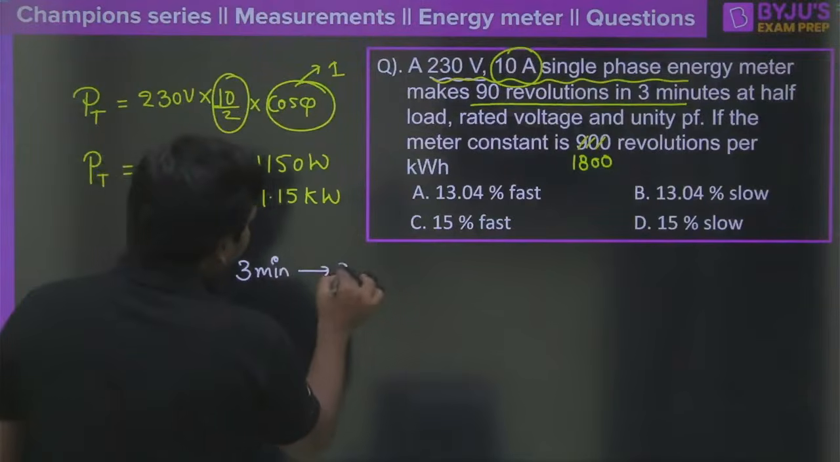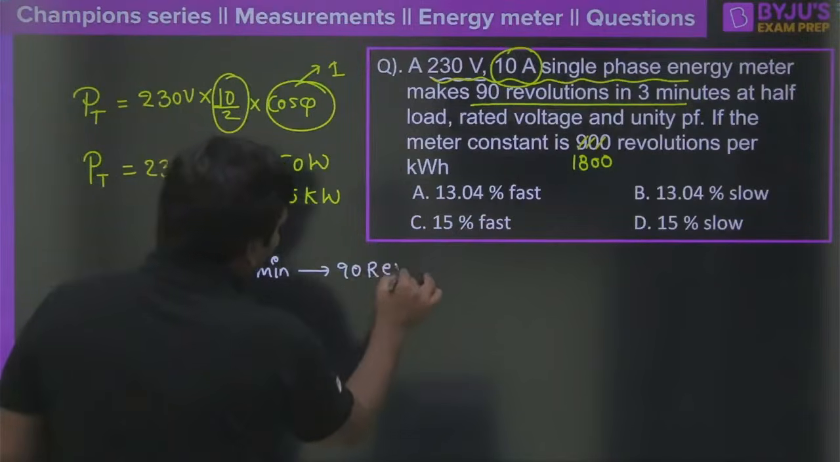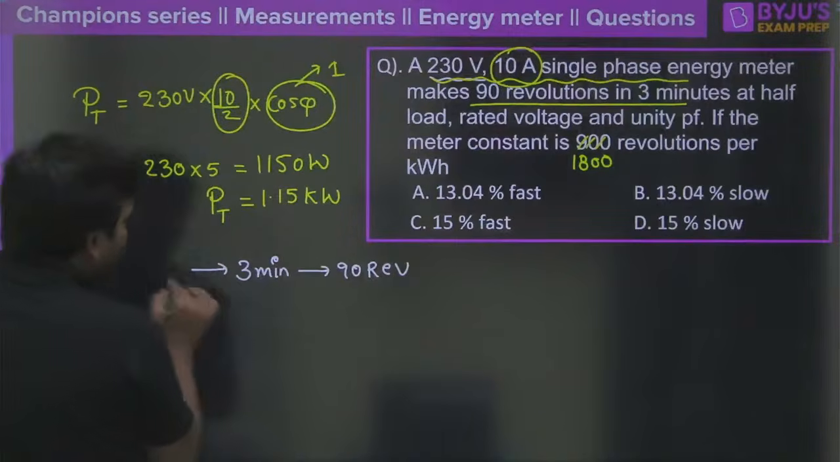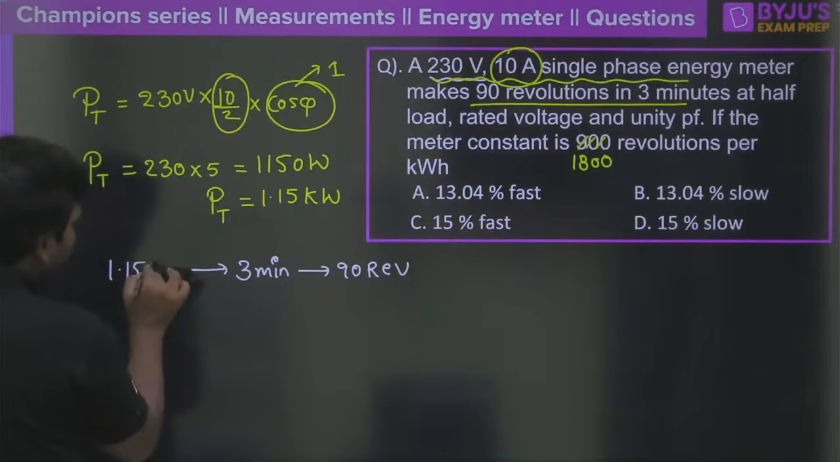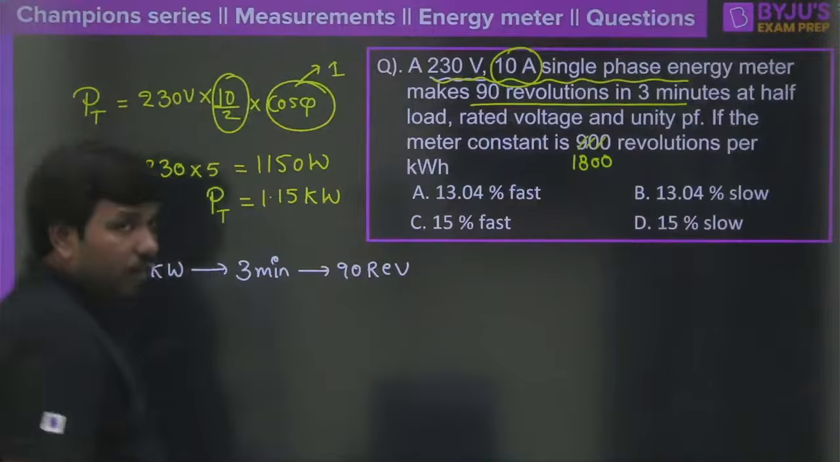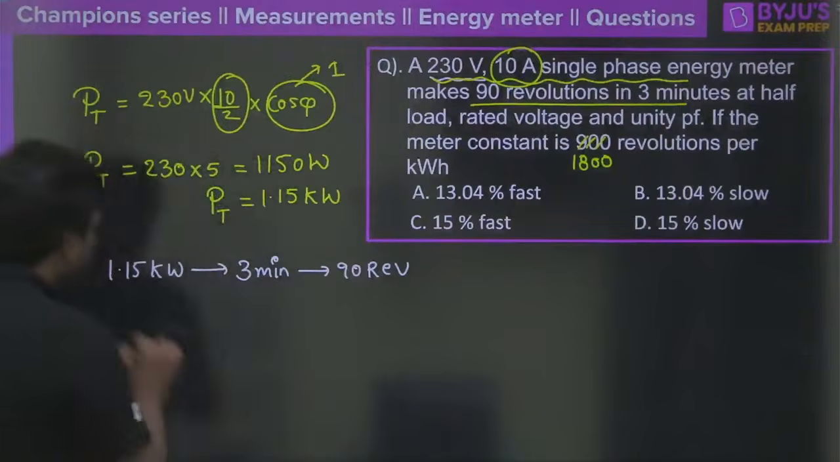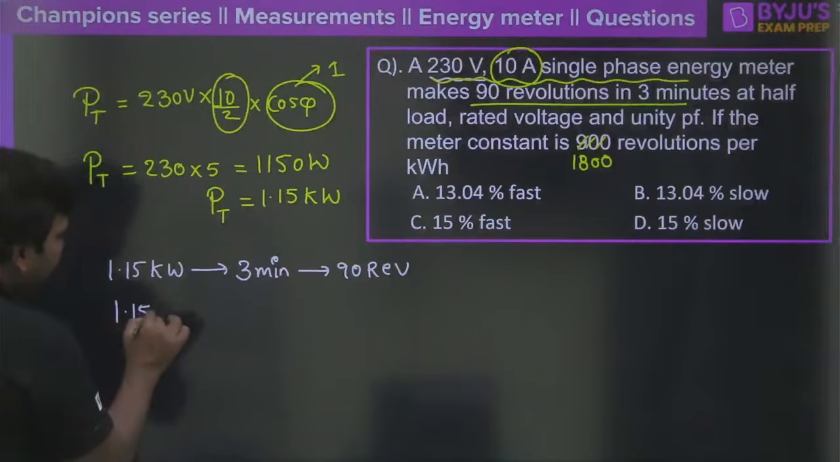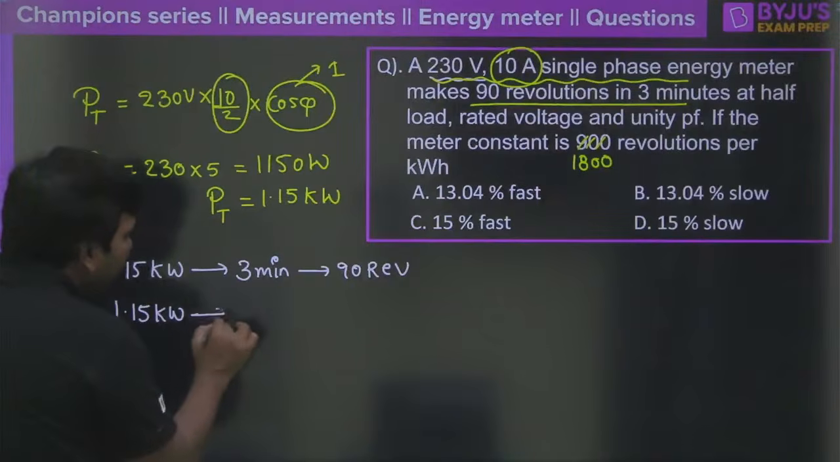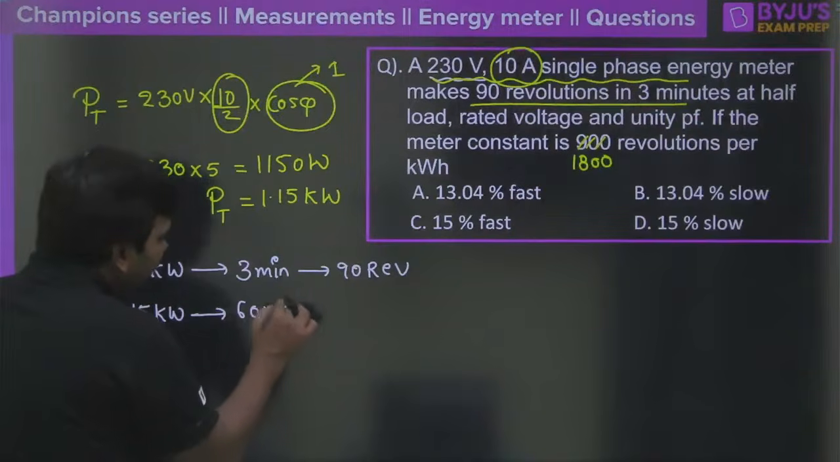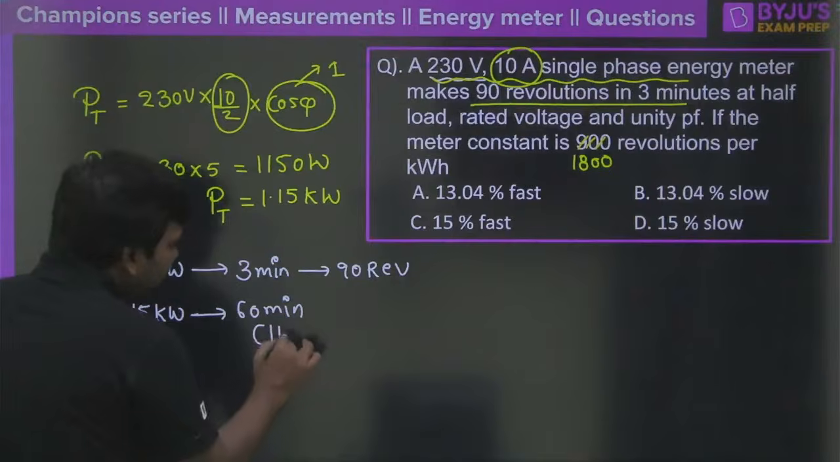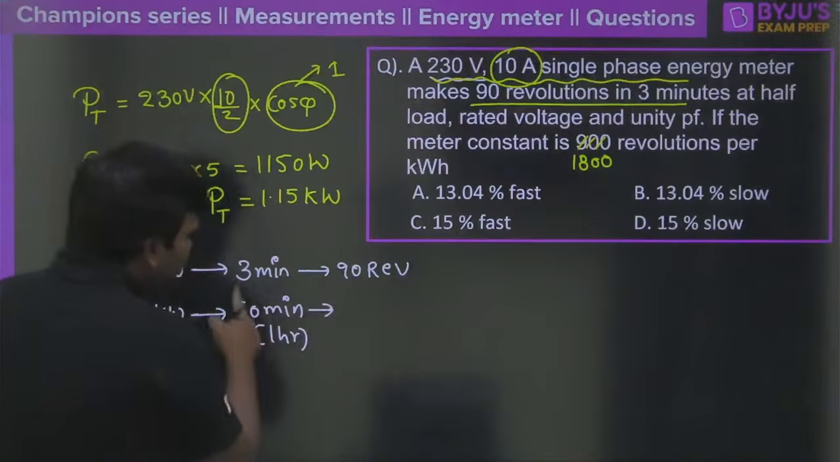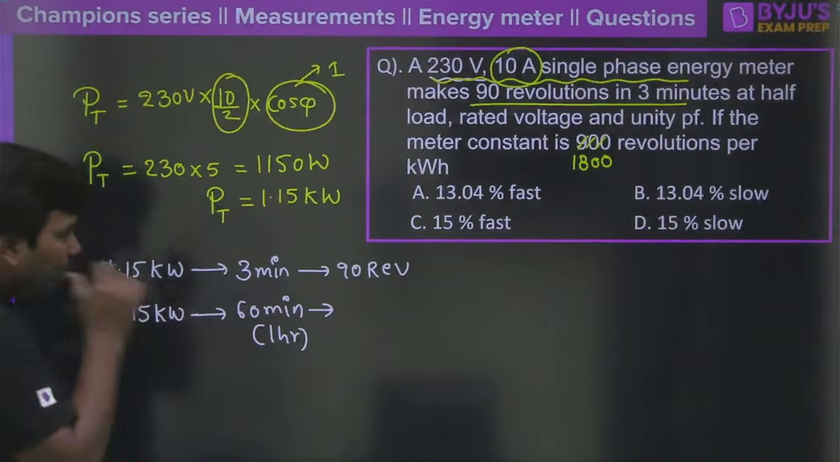It is making 90 revolutions after consuming a power of how much? After consuming a power of 1.15 kilowatt here. Now can you tell me, if 1.15 kilowatt power is consumed for 60 minutes, what is going to happen here? 60 minutes is actually nothing but 1 hour, right? So that means 20 times we need to multiply. So what are you going to get here?